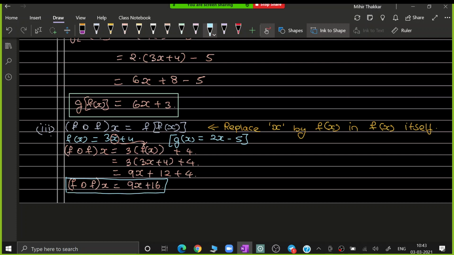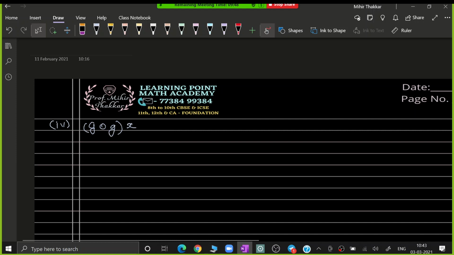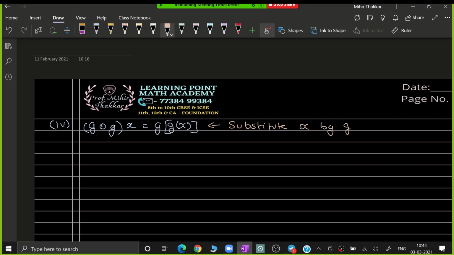That is the required value for your f of fx. So the next one that we have is GOGX, or I can say that it is G of gx, quite similar to f of fx that we had seen just now. In this, we will substitute x by gx in case of gx itself.